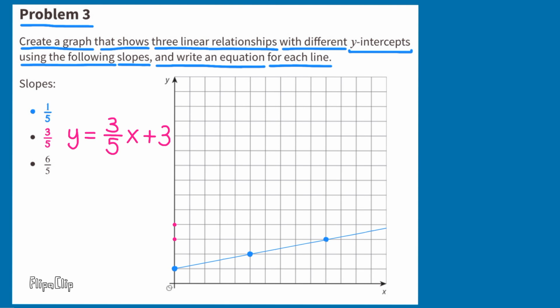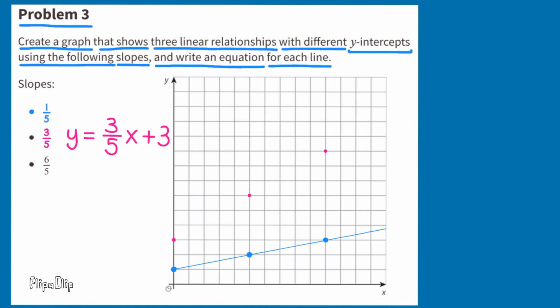Let's put another point by going up 3 and over 5. There's another point. Let's go up 3 and over 5 for a third point. And here's a look at a line that has a slope of 3 over 5.